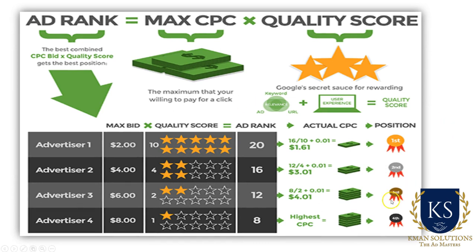Meaning, we could be spending $1.61 a click for you, okay, while your competition's spending $3, $4, $10, $15 a click, and we're still able to dominate the first position on the first page of Google because we have a higher quality score using our non-traditional one-on-one method that we're going to reveal to you on the next coming slide.